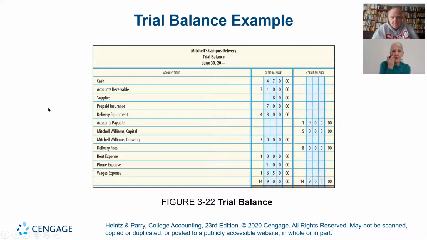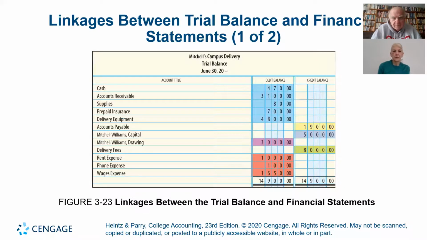Okay, so that looks nice. It's in order. It's a nice looking sheet of paper, but all it does is tell us that $14,900 in debits equals $14,900 in credits. So let's see how we're going to put this into the financial statements. What we're going to do in this chapter, chapter 3, is we're not going to worry about what's called adjusting journal entries. That'll be chapter 4.